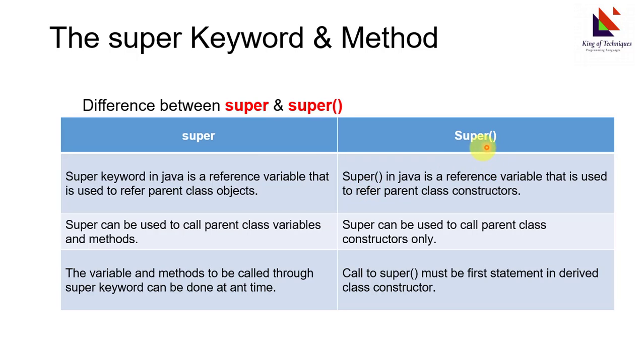But the super keyword followed by parentheses: super() in Java is a reference variable that is used to refer to the parent class constructor. With this keyword we can refer to the parent class constructor.